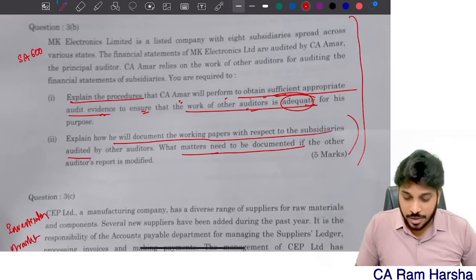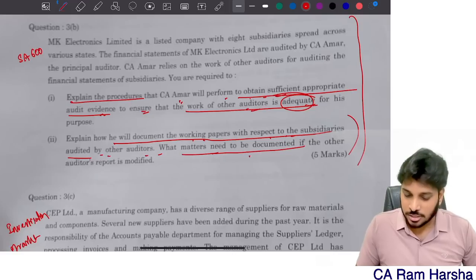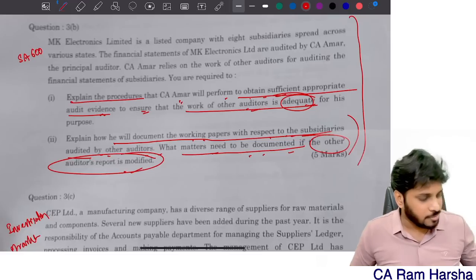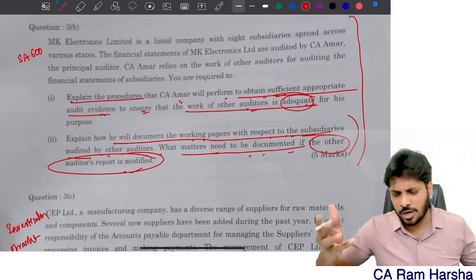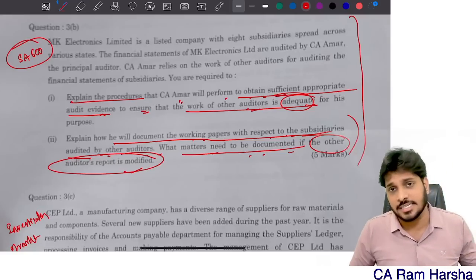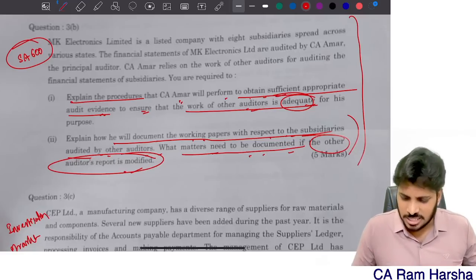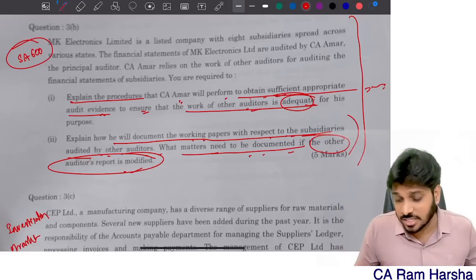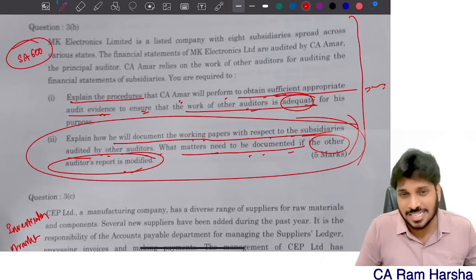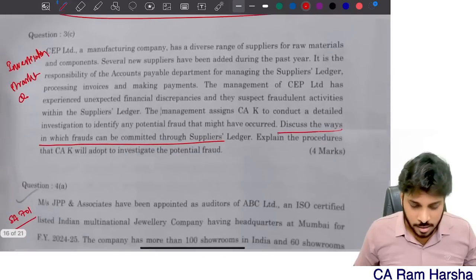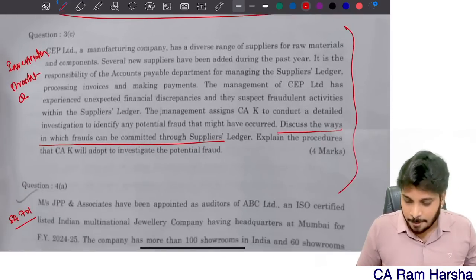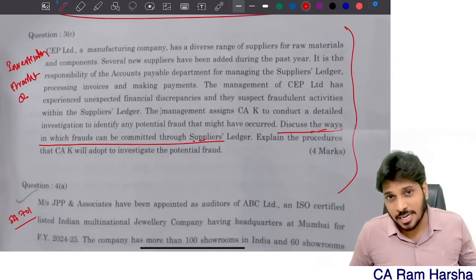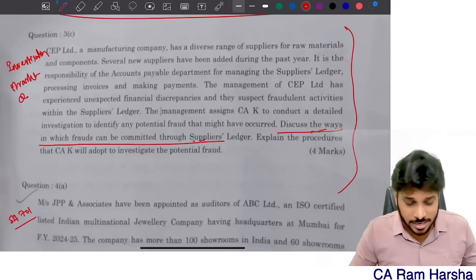Next, explain what he will document with respect to subsidiaries audited by other auditors. What matters need to be documented if the other auditor's report is modified? It's nothing but the report. Entire discussion is there in 600 itself. This is a little more than above average. I can say this is tough because this part is a little difficult to comprehend. Next, this is investigation. Discuss how many ways frauds can be done through the supply ledger. Straight question, investigation.